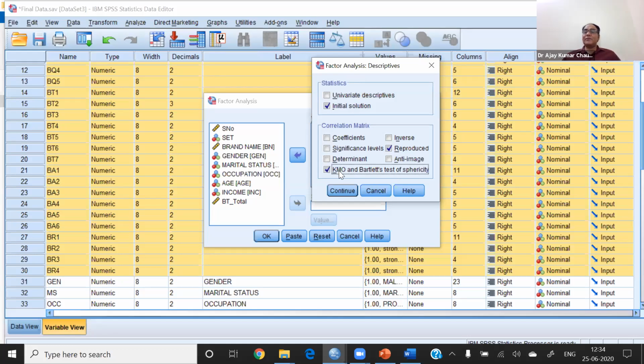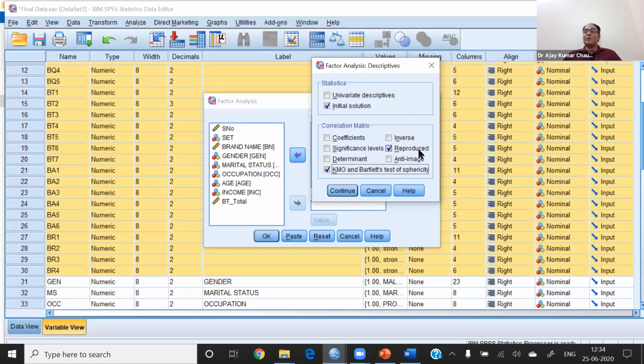What is reproduced? You may be thinking, what is reproduced? So I'm telling you what. Reproduced is a measure of the goodness of fit of the factor analysis. I repeat, reproduced will provide you the goodness of fit measure of the factor analysis. And KMO test will check whether your sample size is adequate or not. And Bartlett test will check, are your variables correlated? If yes, then go further, otherwise stop. So these are the three important things.